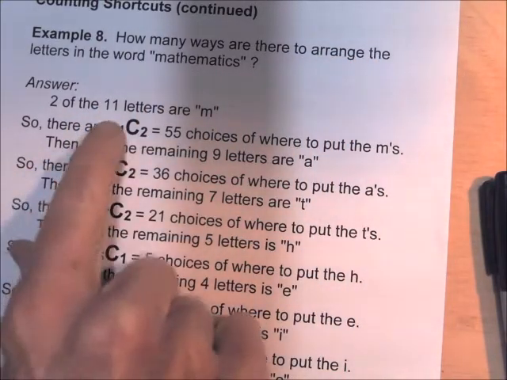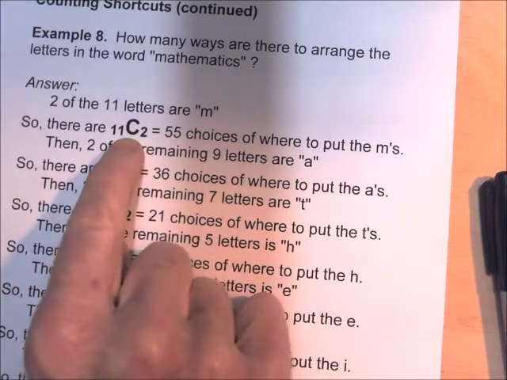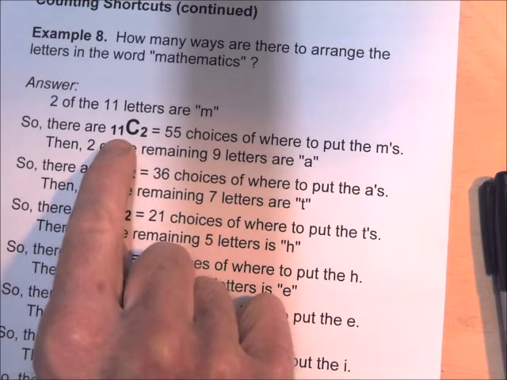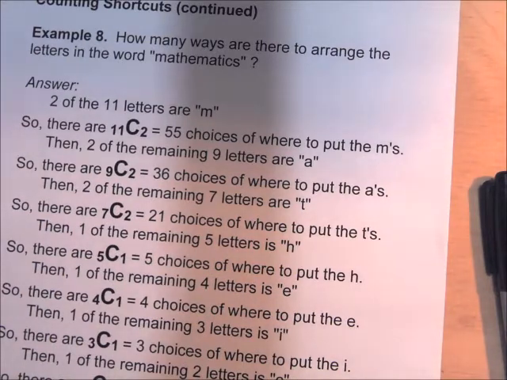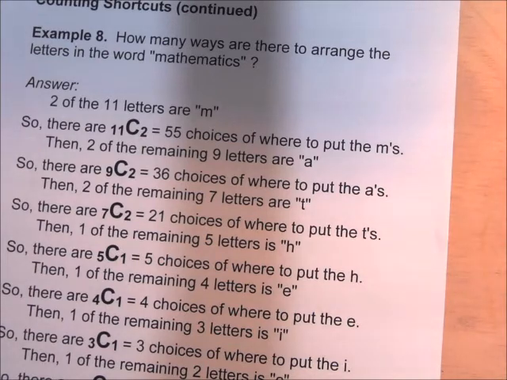Well, we have two M's here, and we have a choice of 11 places where we can put the two M's. So we want 11 choose 2, and we can compute that either by hand or with a calculator, but it comes out to be 55 choices of where to put the M's.